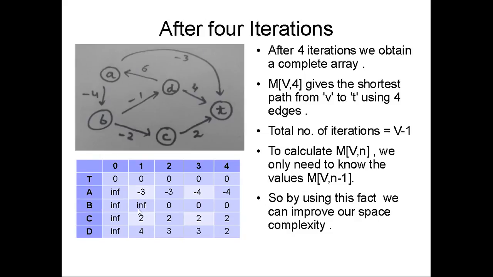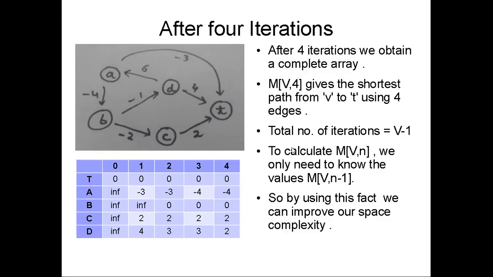That would be equal to infinity. That means there is no path from b to t using at most one edge. If we have to find the shortest path from c to t using 3 edges, then the answer would be 2. So the total number of iterations required equals v minus 1.